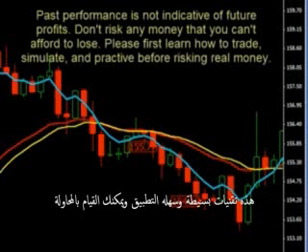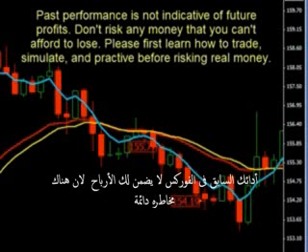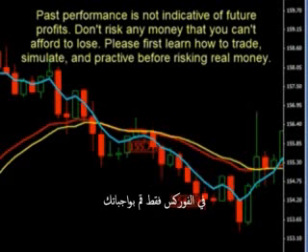So that's the simple technique, very simple to implement, so go ahead and give it a try. Of course, past performance is no guarantee of future profits. There is risk in the Forex, so make sure you do your homework on the risk associated with Forex.